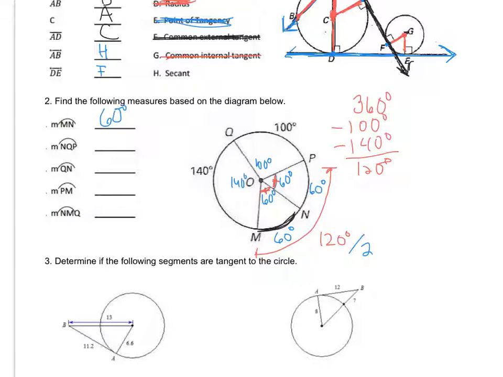So now let's find the different arcs we want. So NQP, so N and QP, so to go in that order, I'm going all the way around, N to Q to P. So it's really everything except for the 60. So for arc NQP, it's really 360 minus only the 60, so it's 300.